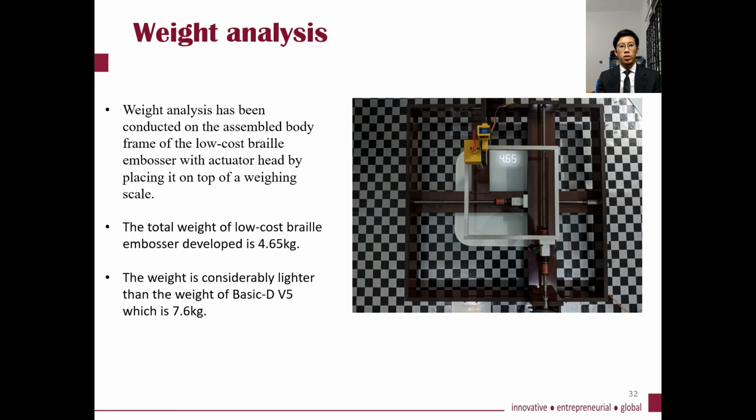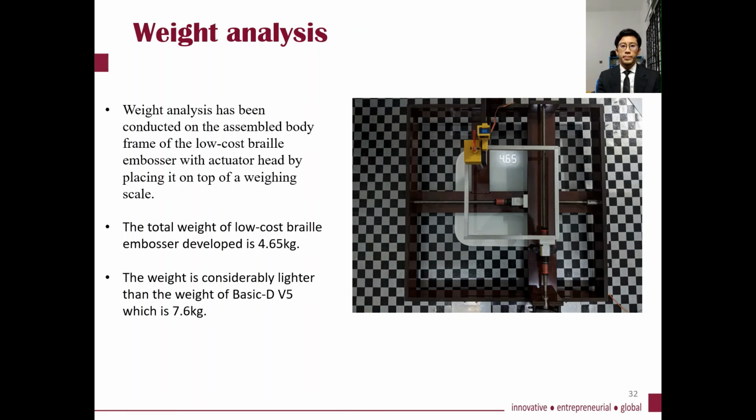Weight analysis has been conducted on the assembled body frame of the low-cost Braille embosser with actuator head by placing it on top of a weighing scale. The total weight of the low-cost Braille embosser developed is 4.65 kg. The weight is considerably lighter than the weight of the basic DV5, which is the datum, at 7.6 kg.